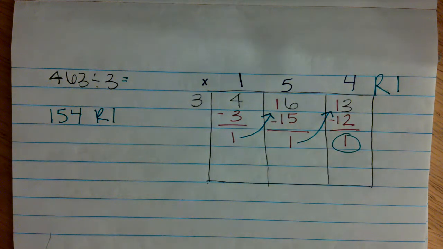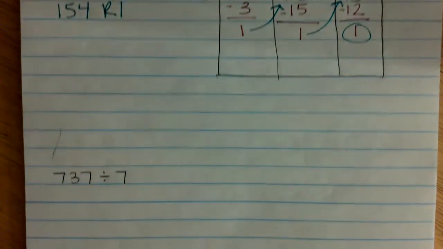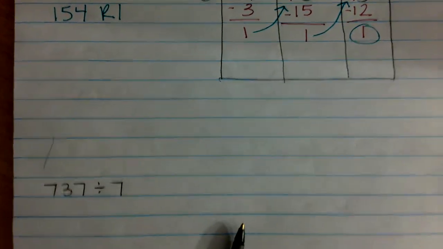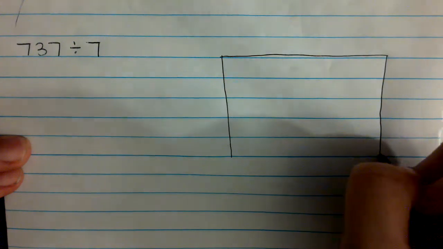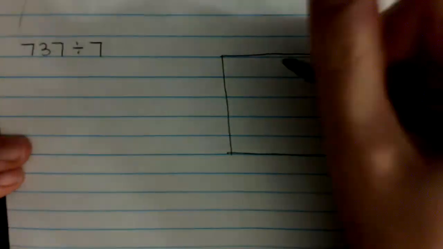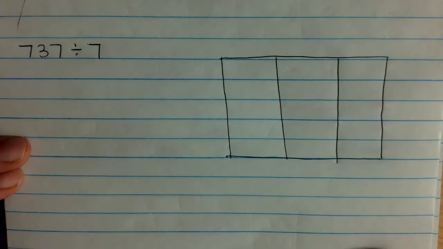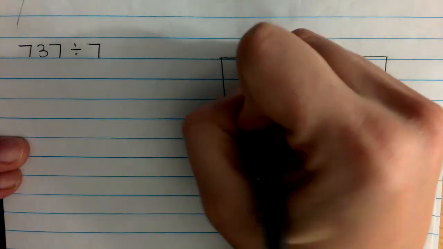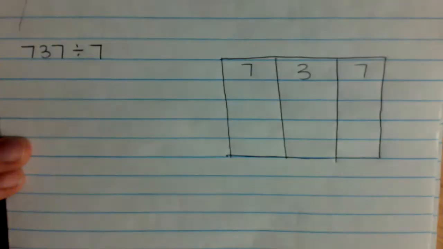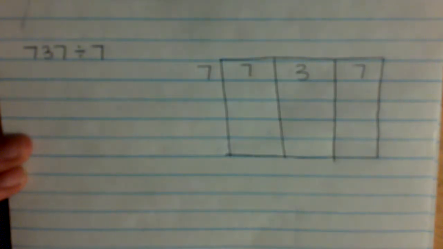Okay, let's try another problem. This is kind of fun. Okay, let's do 737 divided by 7. Right, so let's go ahead and draw our box. I'm going to draw the box a decent size. Have my 3 columns. Okay. I'm going to write my dividend inside the box. I'm going to write my divisor outside the box.